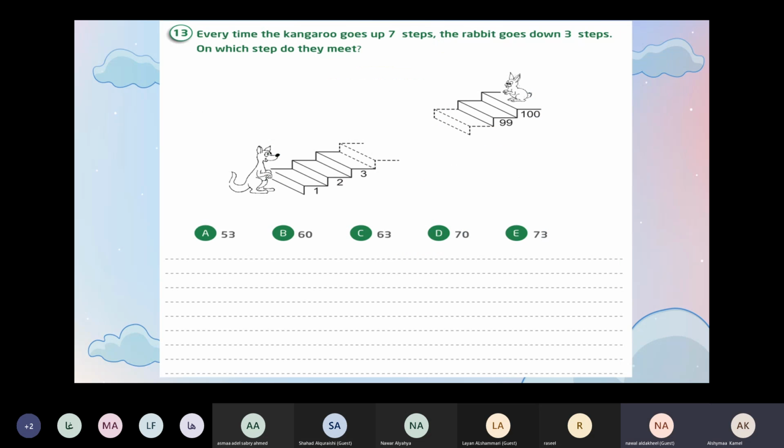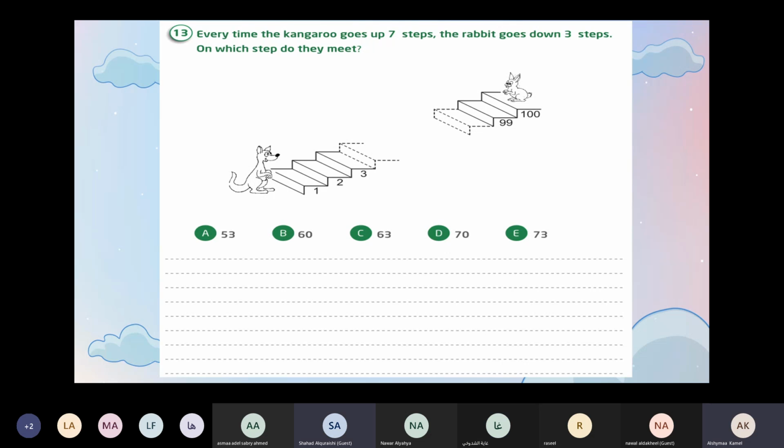Okay. Number 13. Look at number 13. Can I read? What's your name? My name is Raya, yes. Yeah, Raya. Read number 13. Every time the kangaroo goes up 7 steps, the rabbit goes down 3 steps. On which step do they meet?